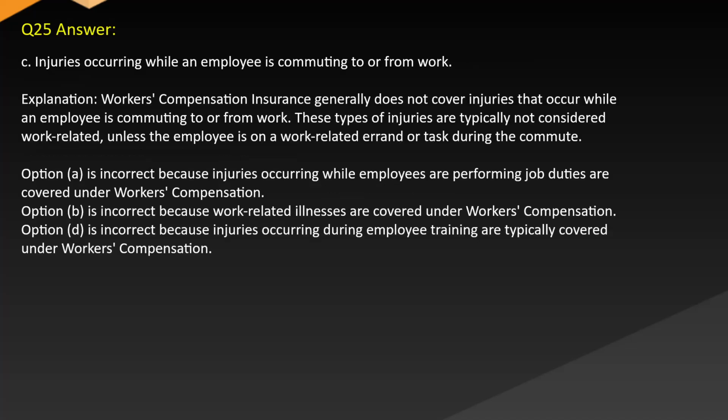Answer: C. Injuries occurring while an employee is commuting to or from work. Explanation: workers' compensation insurance generally does not cover injuries that occur while an employee is commuting to or from work. These types of injuries are typically not considered work-related unless the employee is on a work-related errand or task during the commute. Option A is incorrect because injuries occurring while employees are performing job duties are covered under workers' compensation.